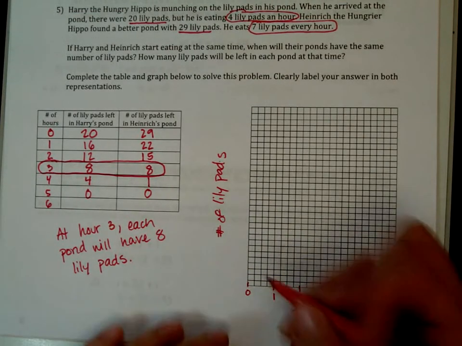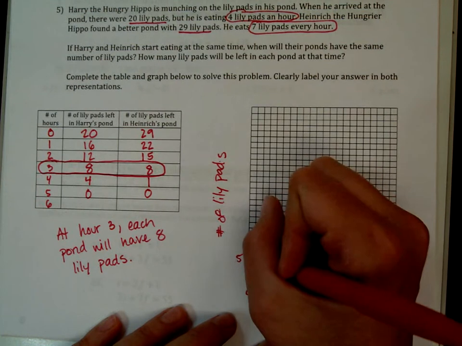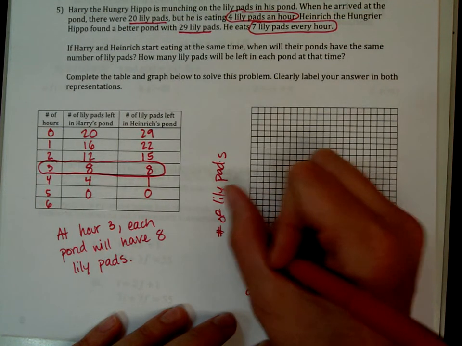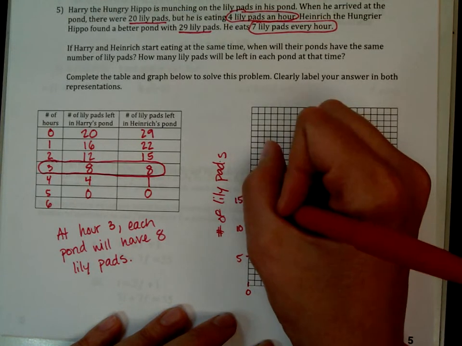Our lily pads need to go up to 30. I think we can skip by 1. So 1, 2, 3, 4, 5, up to 10. 1, 2, 3, 15. 1, 2, 3, 4.